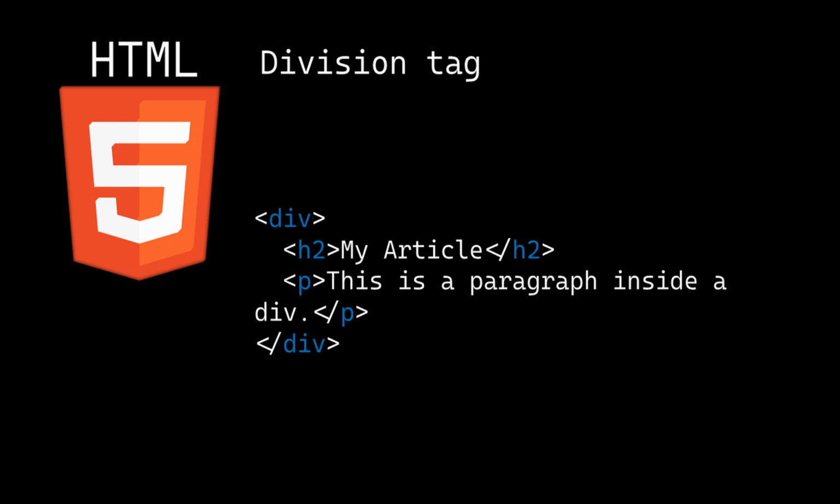Then is the div tag. The div tag is a block-level container used to group content together. It doesn't change how the content looks by default, but it becomes extremely useful when styling with CSS or organizing the layout of the web page.